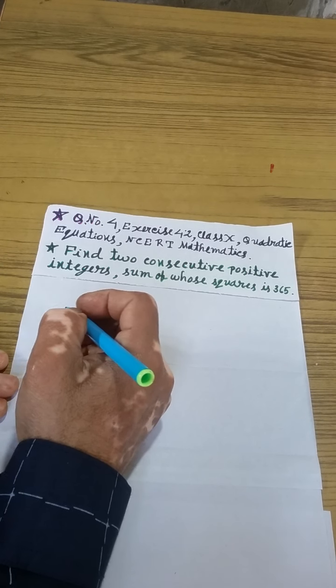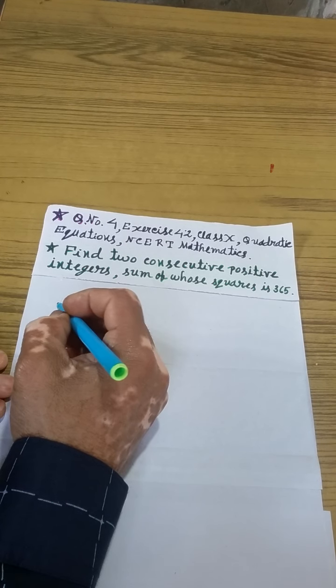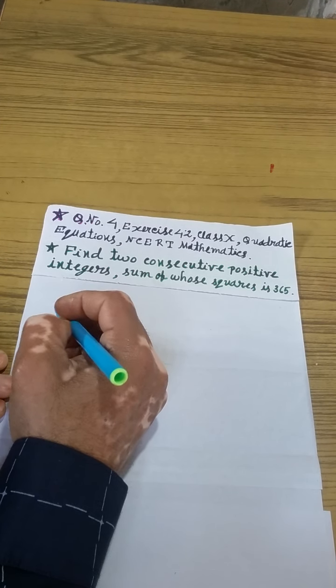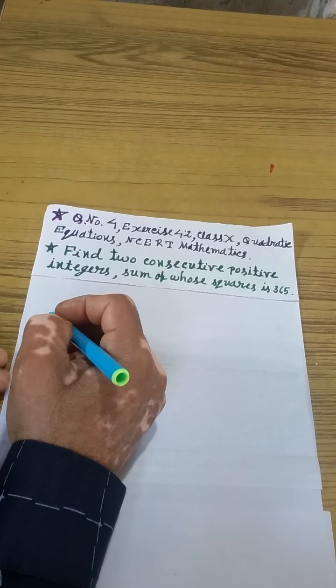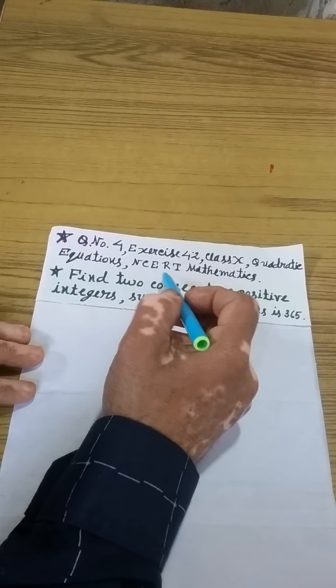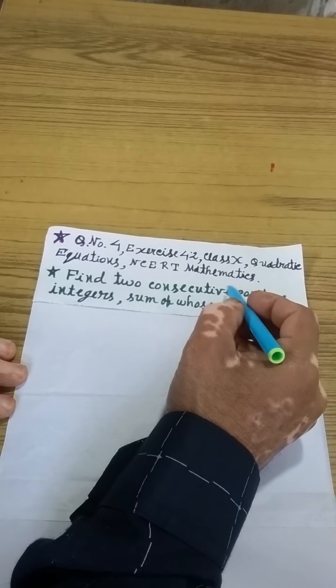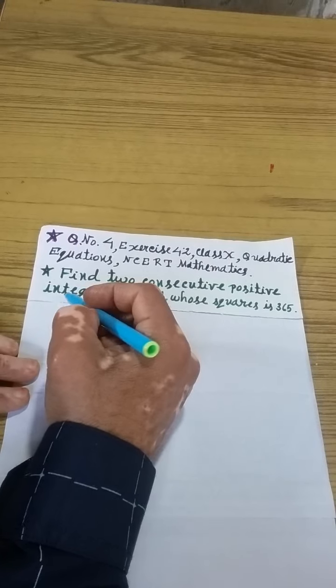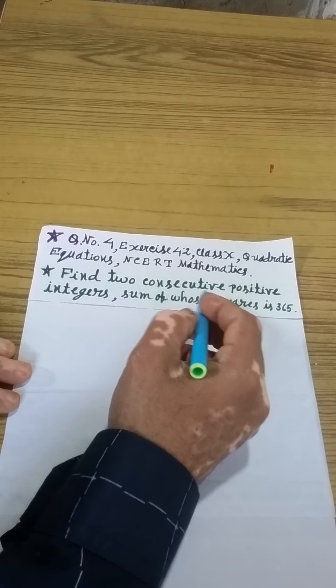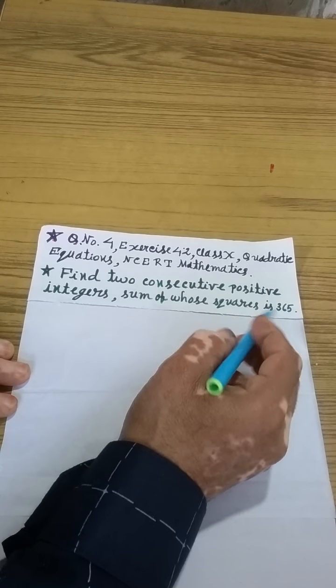Today in my YouTube tutorial video of the new series of educational videos on NCERT Mathematics, which is completely free to you, I have just taken question number 4 from exercise 4.2 of your class 10 book under Quadratic Equations, NCERT Mathematics. Now let us see what the question says. Find two consecutive positive integers, sum of whose squares is 365.